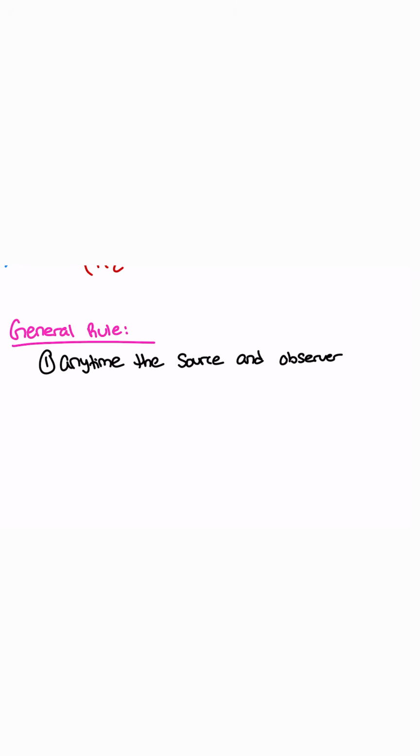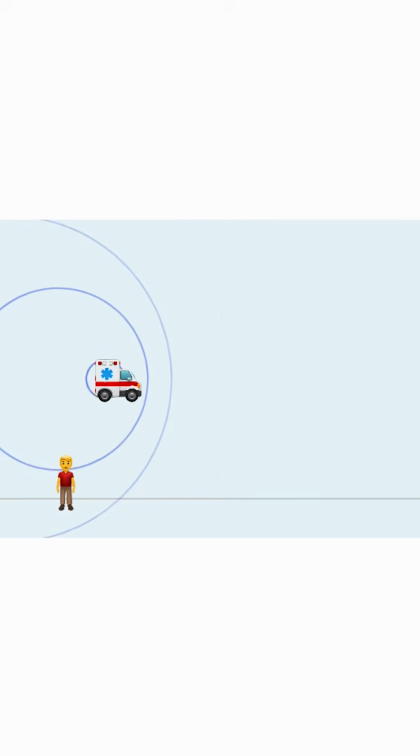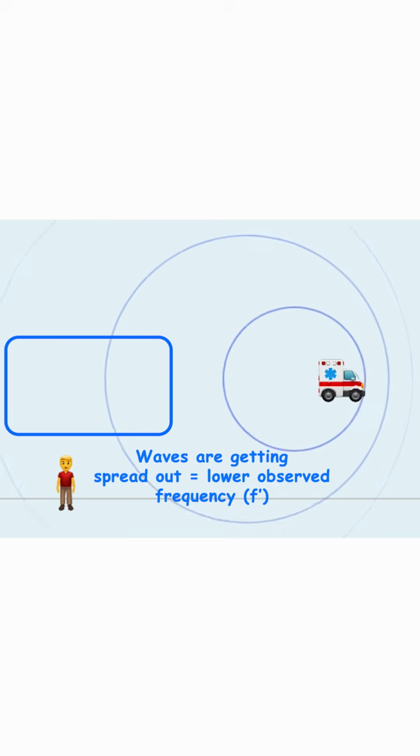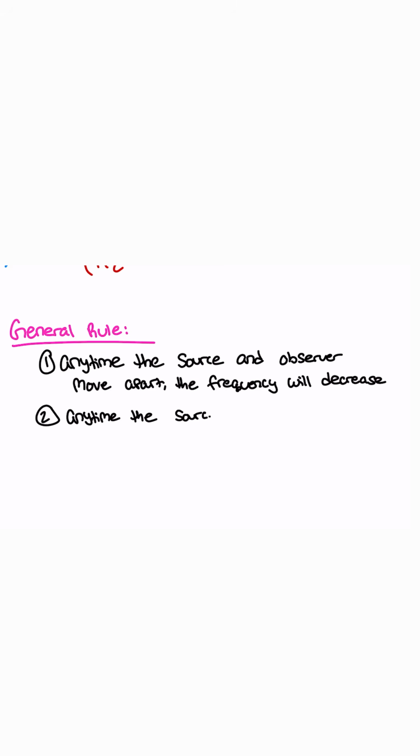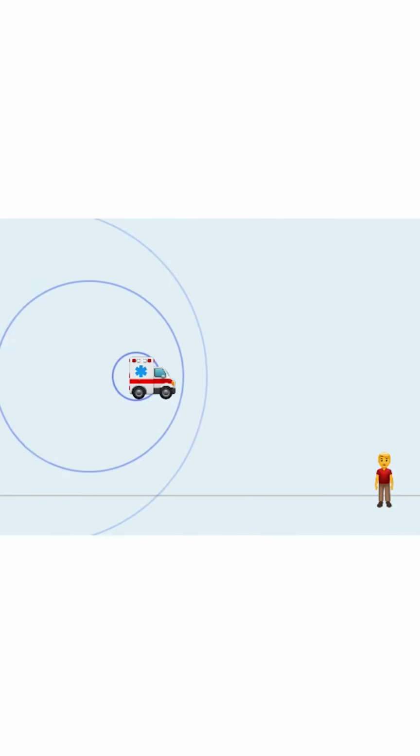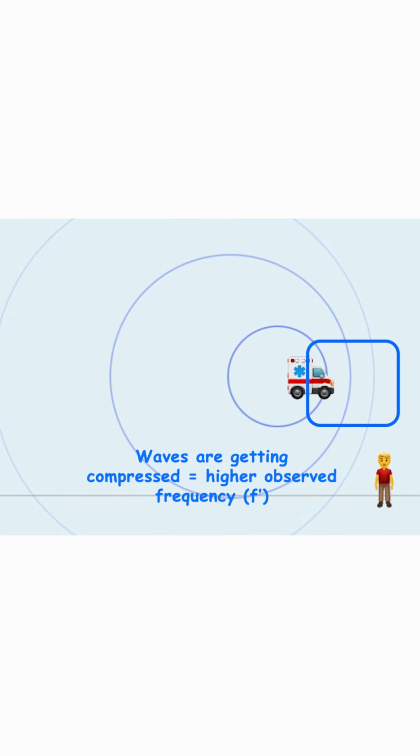Anytime the source and the observer move apart, the observed frequency will decrease because the wavelength is increasing. And anytime the source and the observer move closer together, the observed frequency will increase because the waves are getting compressed.